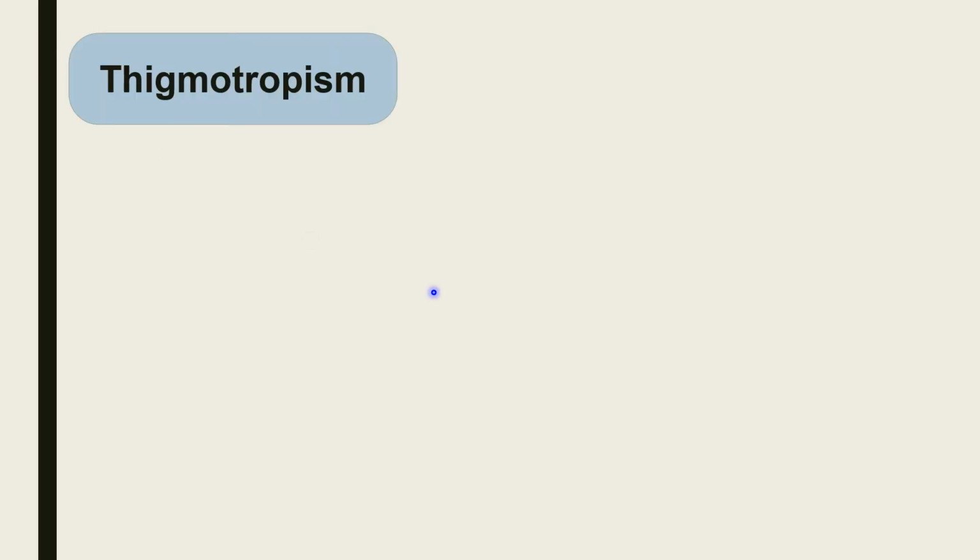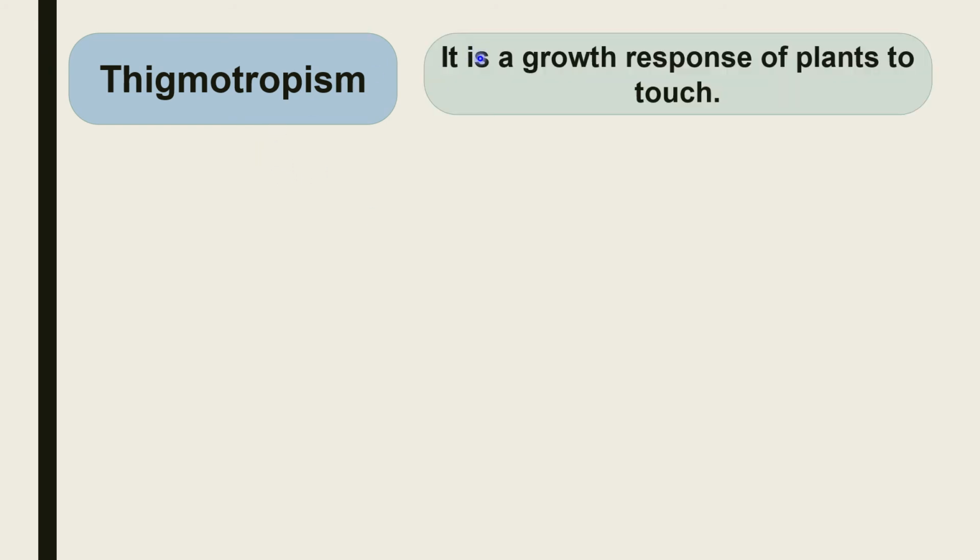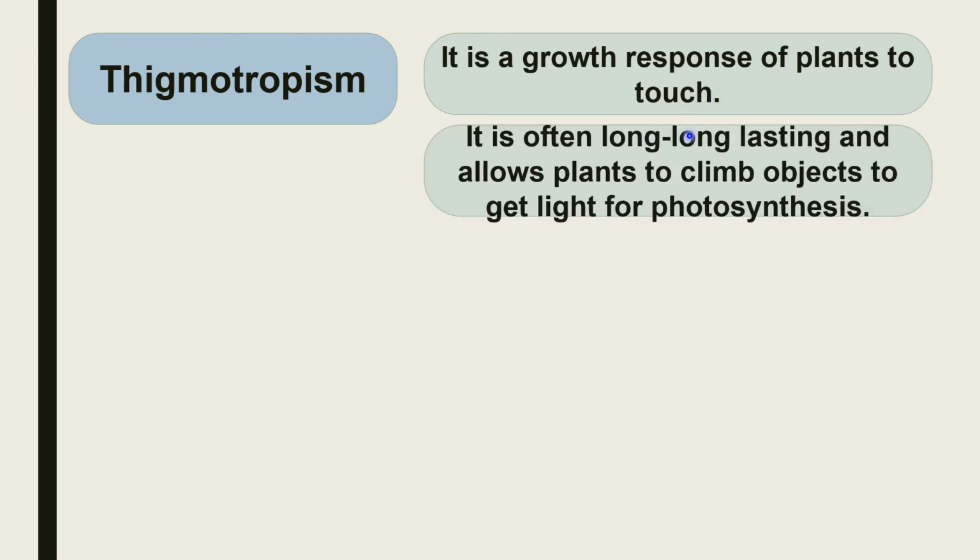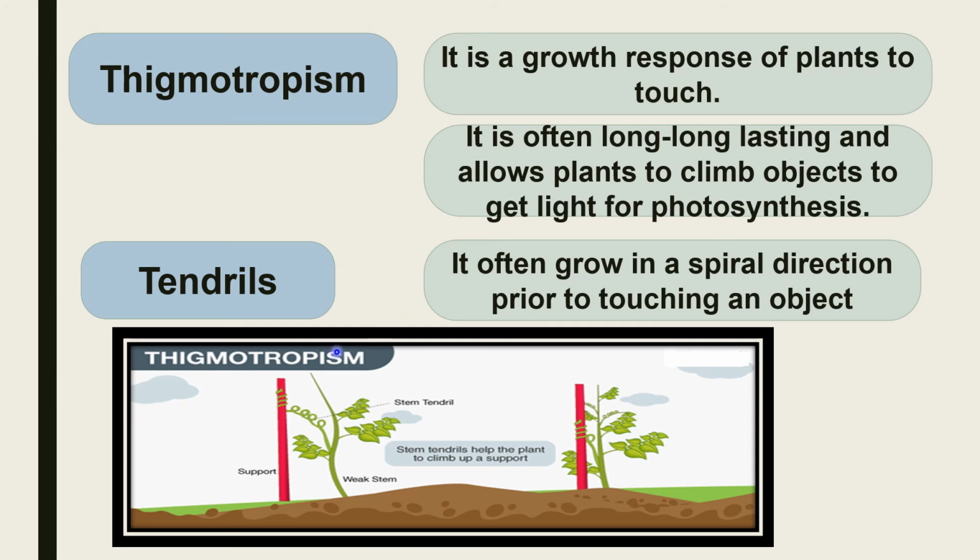So, thigmotropism. What is thigmotropism? It is a growth response of plants to touch. It is often long lasting and allows plants to climb objects to get light for photosynthesis. So, tendrils. Tendrils are the curly or spiral growth prior to touching an object. One of the best examples of this in fruit is grapes, and in vegetables is ampalaya. Okay, next.